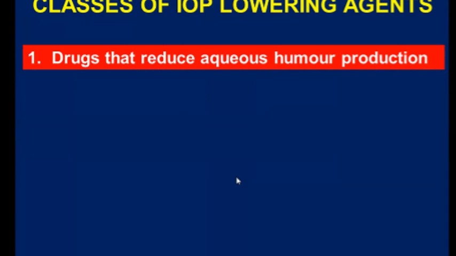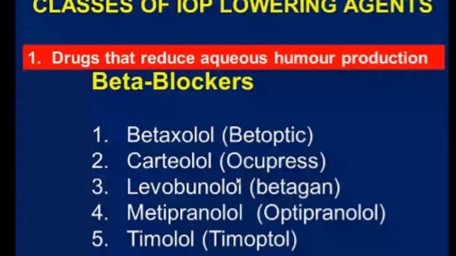So anti-glaucoma drugs are IOP lowering agents. So these drugs, we have different classes. We have the first class that reduces aqueous humor production, and examples are the beta blockers, like betaxolol, carteolol, levobunolol, metipranolol, timolol, all of them. They are beta blockers. So their action is to reduce aqueous humor production. I will explain how they do that.